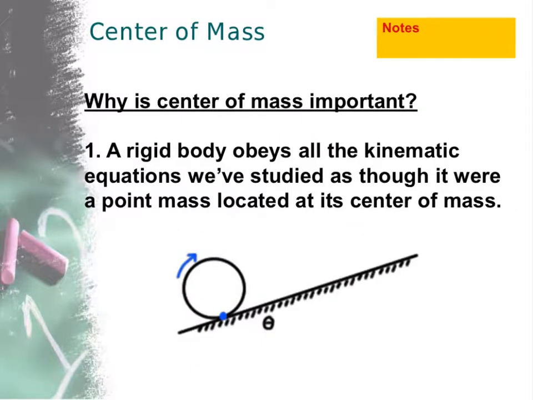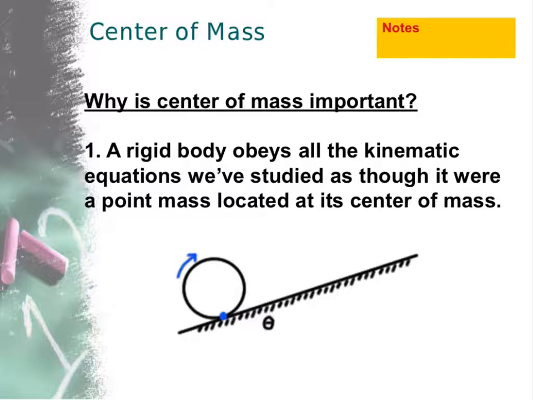Now I want to end with, why is center of mass important? Why do we care about the center of mass of something? Well, the first reason, and this is a really huge reason, is that a rigid body obeys all the kinematic equations we studied so far, like Newton's laws of motion and the formulas we learned for displacement and velocity, and also the formulas for energy and momentum. Everything that we studied up until this point. Every rigid body obeys those laws as though it were a point mass located at its center of mass.